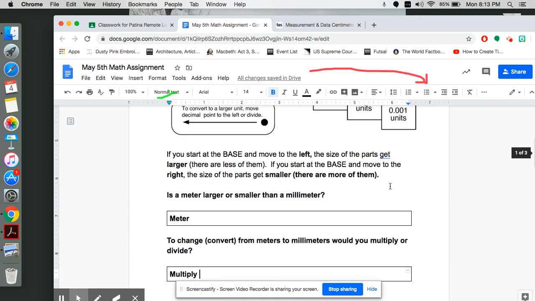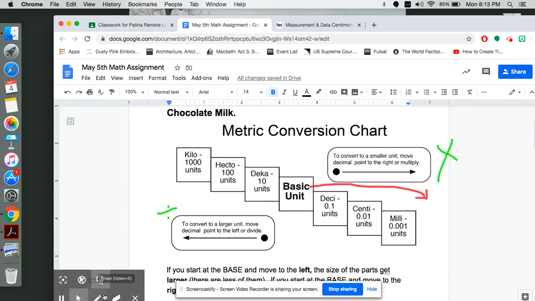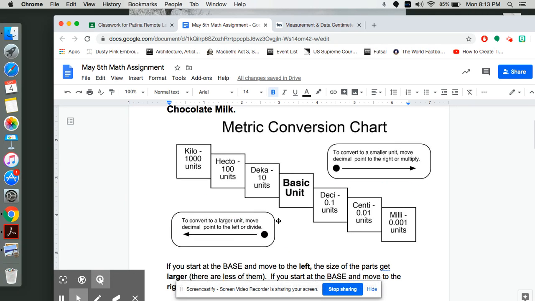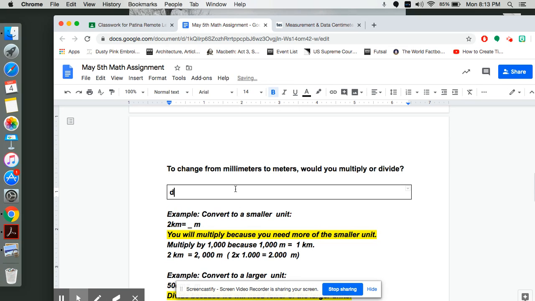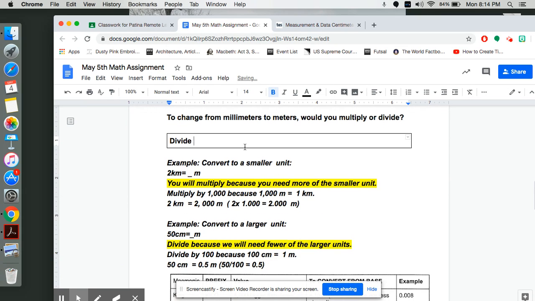If I'm going from millimeters up the ladder to, say, kilometers, or in this case meters, I'm going to do the opposite, and the opposite of multiplication is division. So if I go down here, I would put divide here. And then I give a couple examples here.